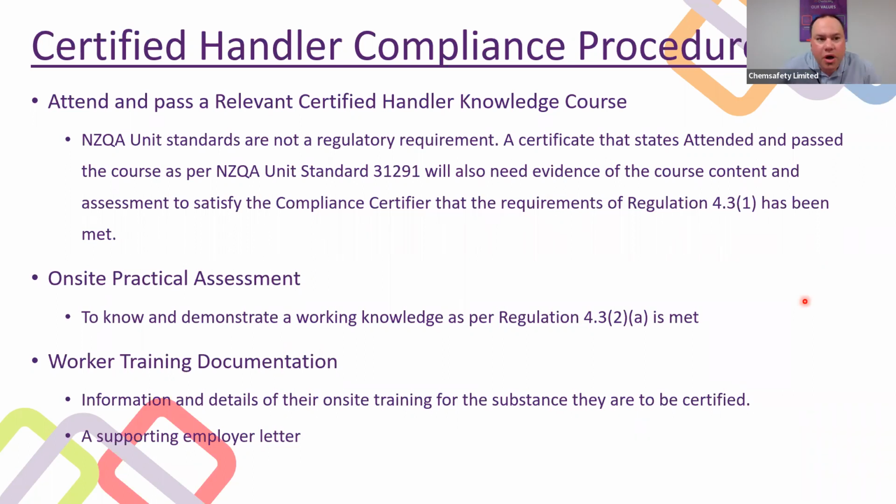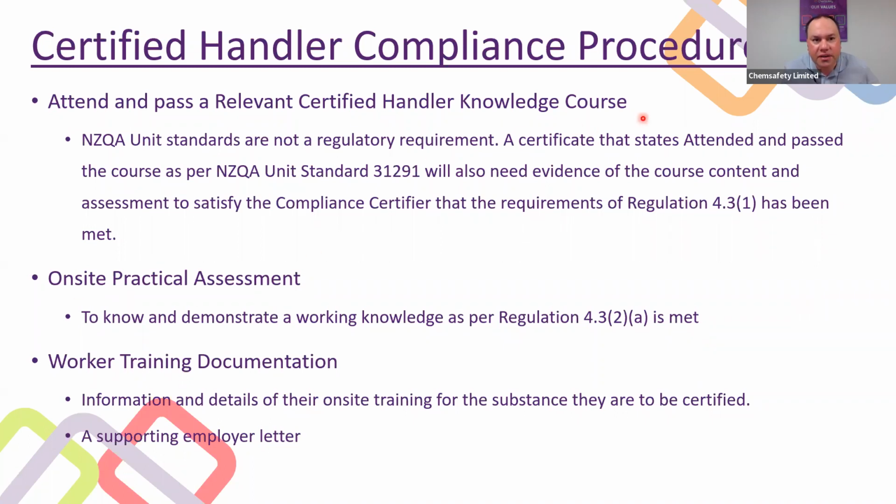And we also require worker training documents. So we do need some supporting evidence that details any of the on-site training that you have undertaken by your employer. And also we do require some form of supporting employer letter as well, just as additional backup and as additional evidence that you are indeed the right person for the job and that you are competent with those hazardous substances that you're working with. Okay, so that's a very important thing there.